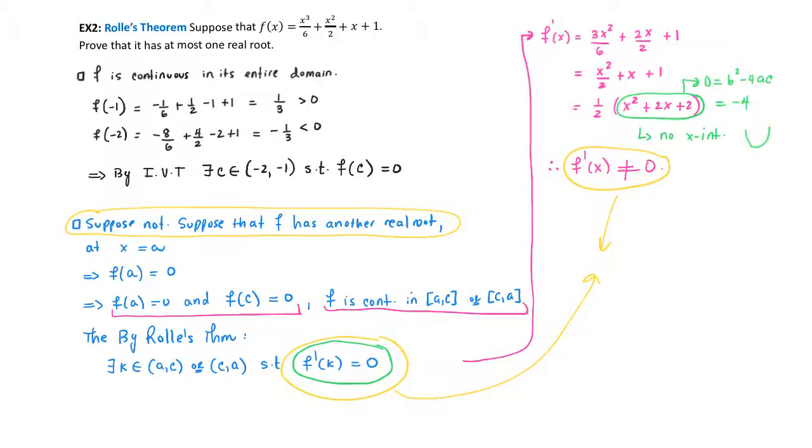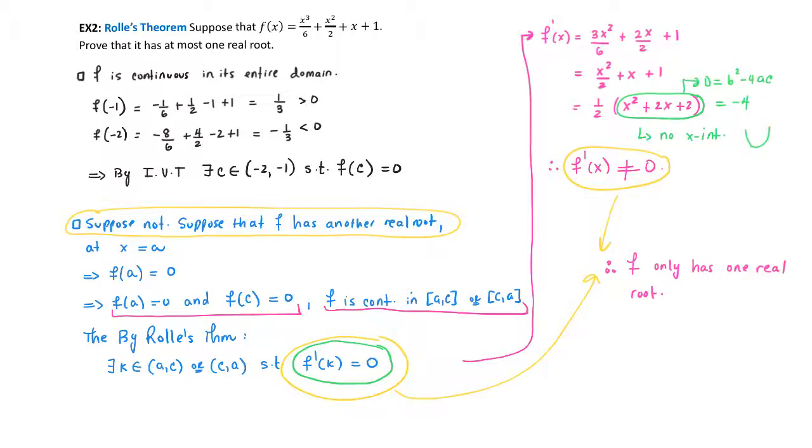So our conclusion here, based on this contradiction, is that f only has one real root. And this is the one that was guaranteed above by the intermediate value theorem. Let's quickly write that down. So therefore, f only has one real root.